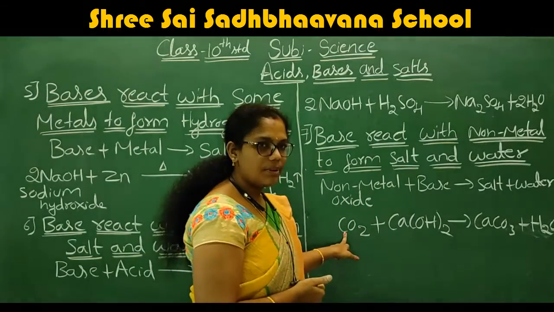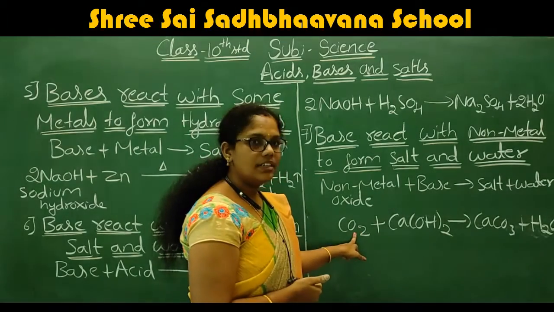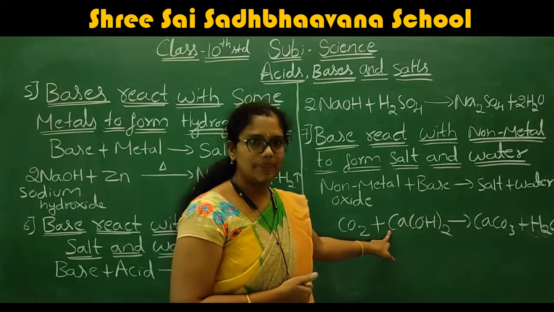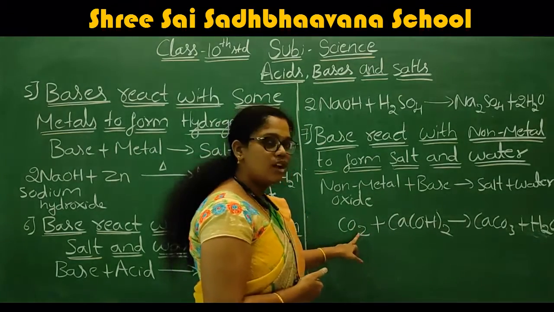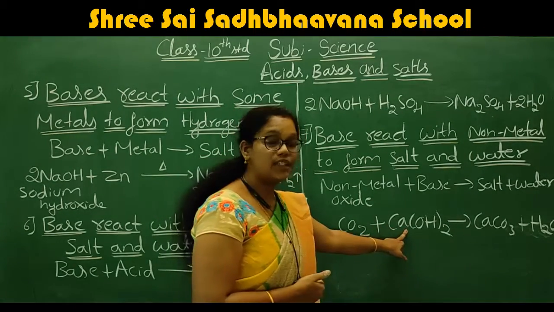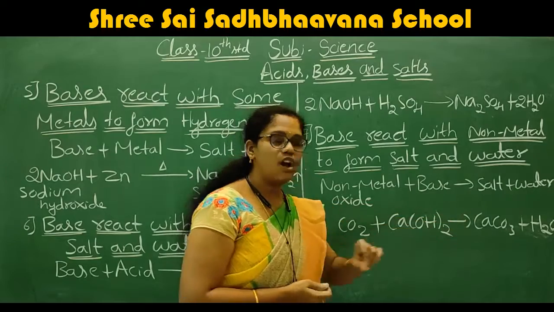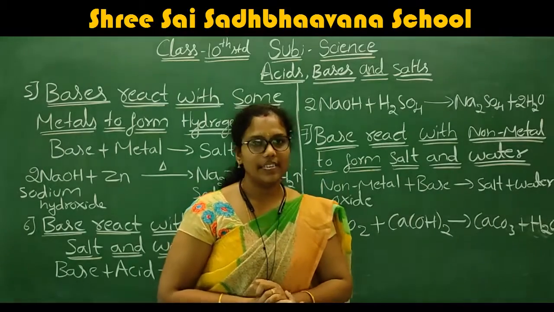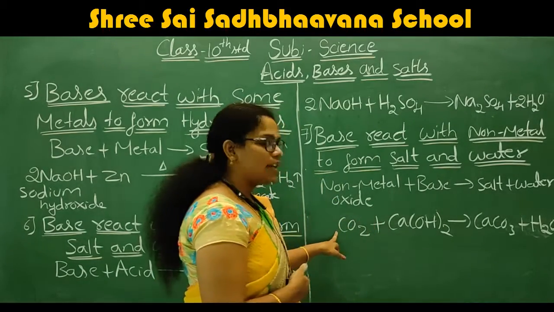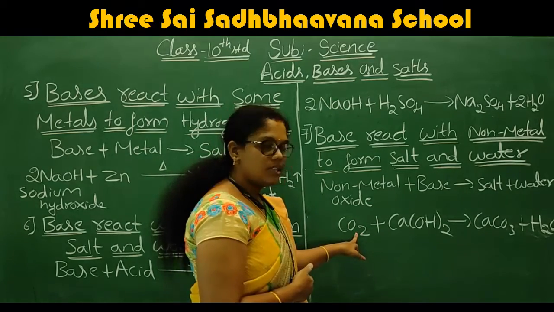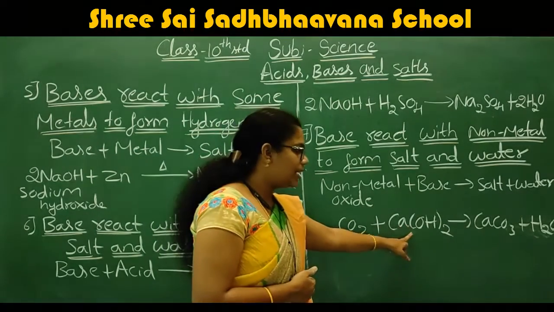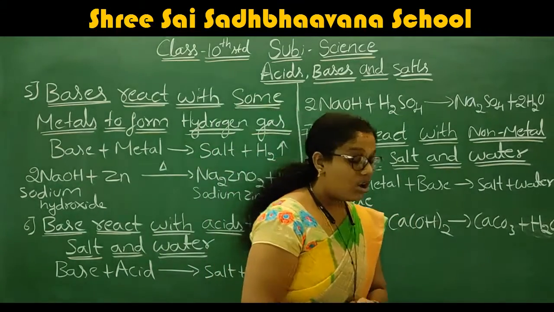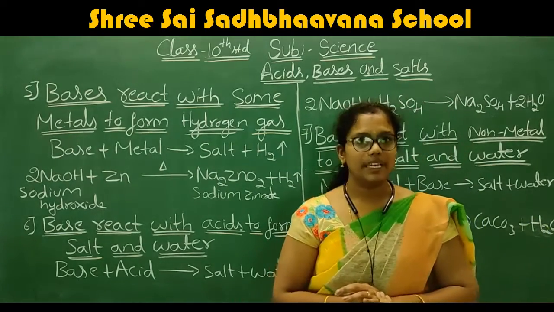The non-metal oxide here is carbon dioxide. When carbon dioxide is reacted with the base, calcium hydroxide, it forms calcium carbonate. Calcium carbonate is also a salt, and water is liberated. So when a non-metal oxide, that is carbon dioxide, is reacted with the base, it forms calcium carbonate as well as water. These are some of the properties of the bases.